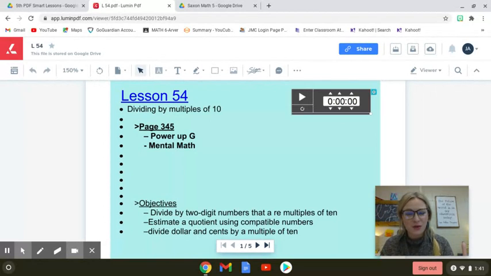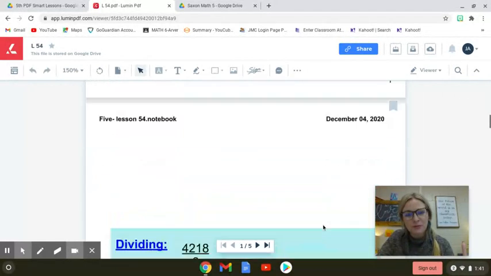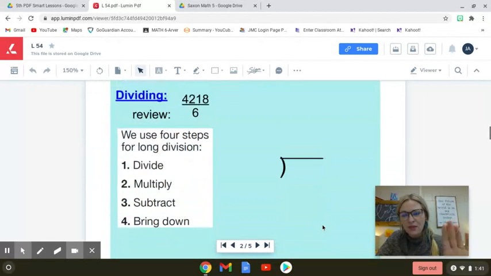Our learning targets for today are: divide by two-digit numbers that are multiples of 10, estimate a quotient using compatible numbers, and then divide dollars and cents by a multiple of 10. This right here is just the division algorithm. You don't need me to spend any time here. It's just the exact steps that we follow when we divide.